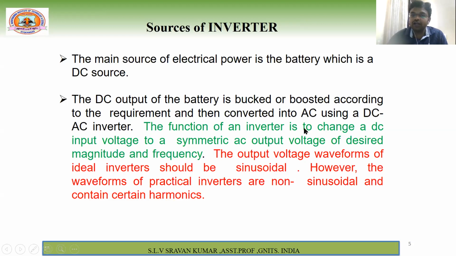The function of an inverter is to change DC input voltage to symmetric AC output voltage of desired magnitude and frequency. Along with that, one major disadvantage which we are facing in inverters: the output voltage waveforms of ideal inverters should be sinusoidal, but in practical cases, the waveforms of practical inverters are non-sinusoidal and contain certain harmonics. Probably the harmonics are odd harmonics, that is 3, 5, 7, 9, and so on.